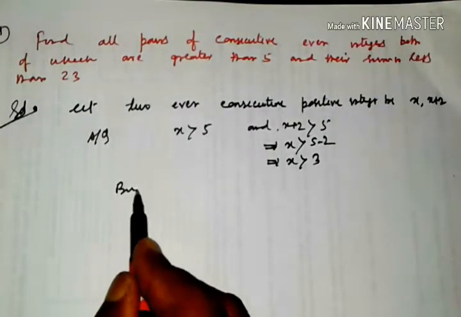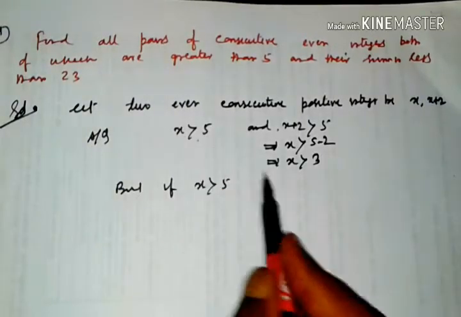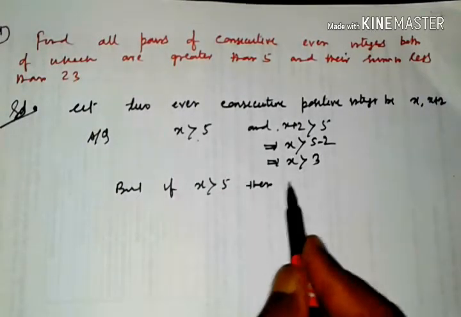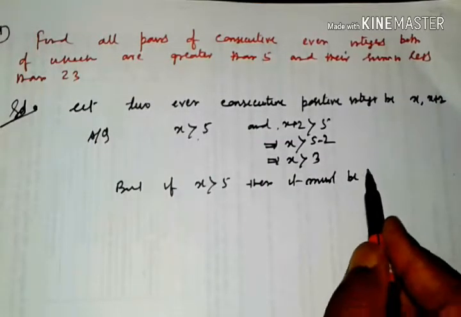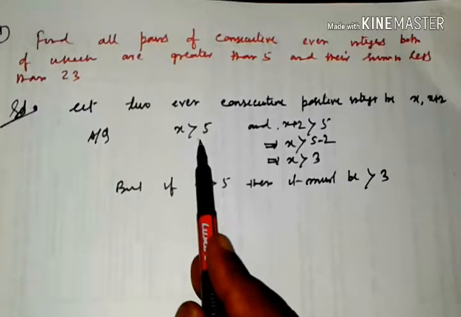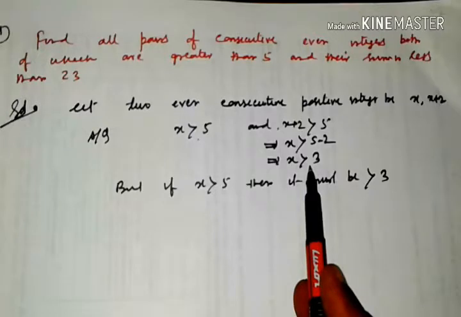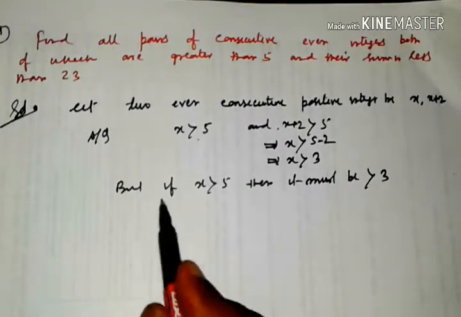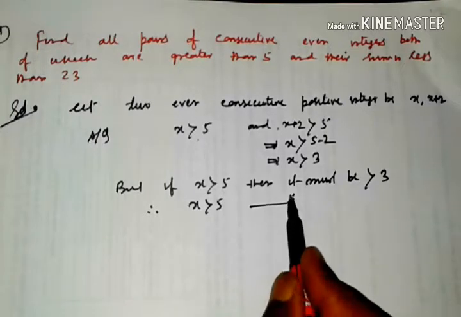But if x is greater than 5, then it must be greater than 3. Therefore we can write x is greater than 5. This is the first condition.